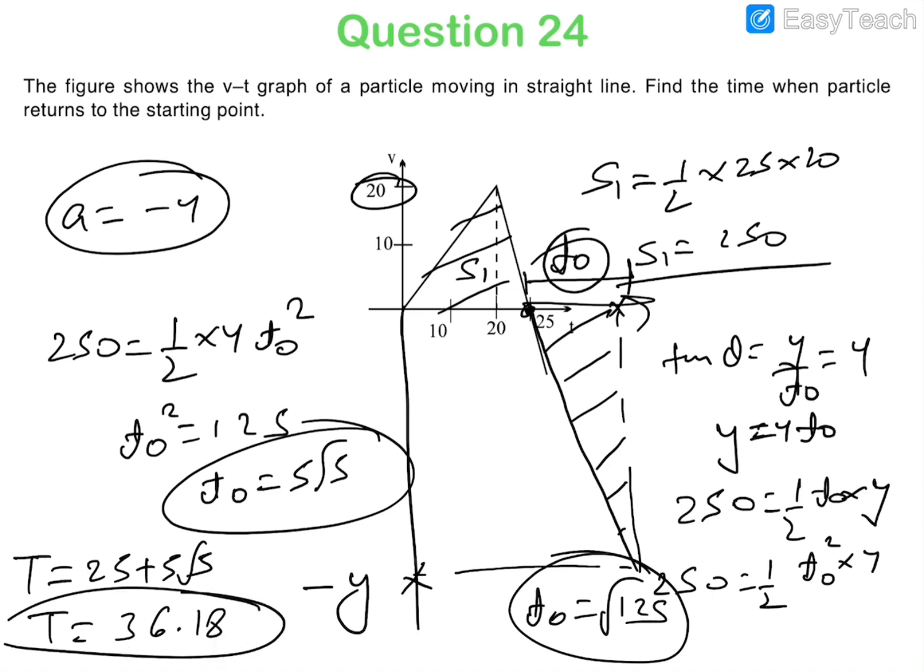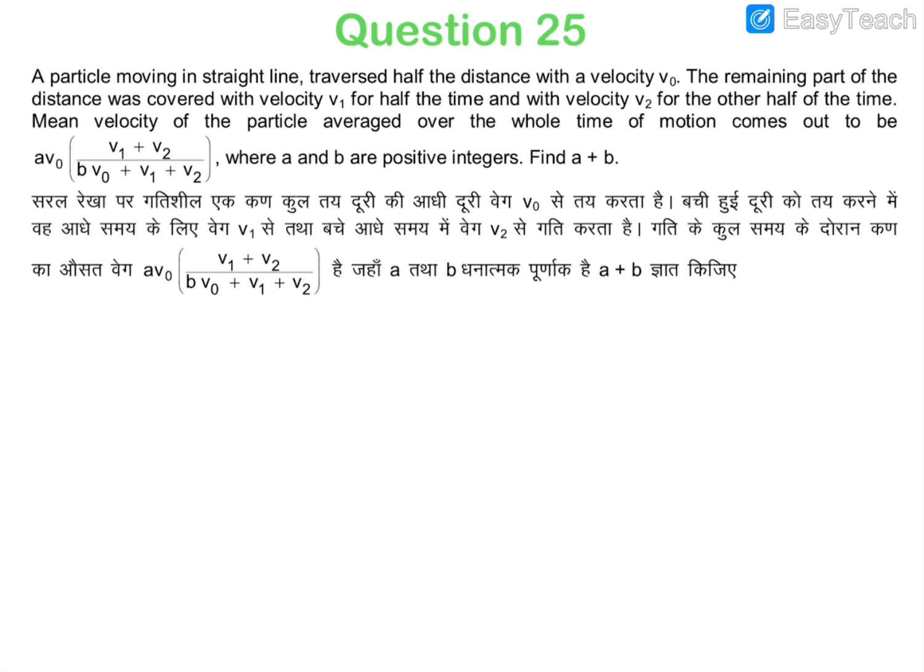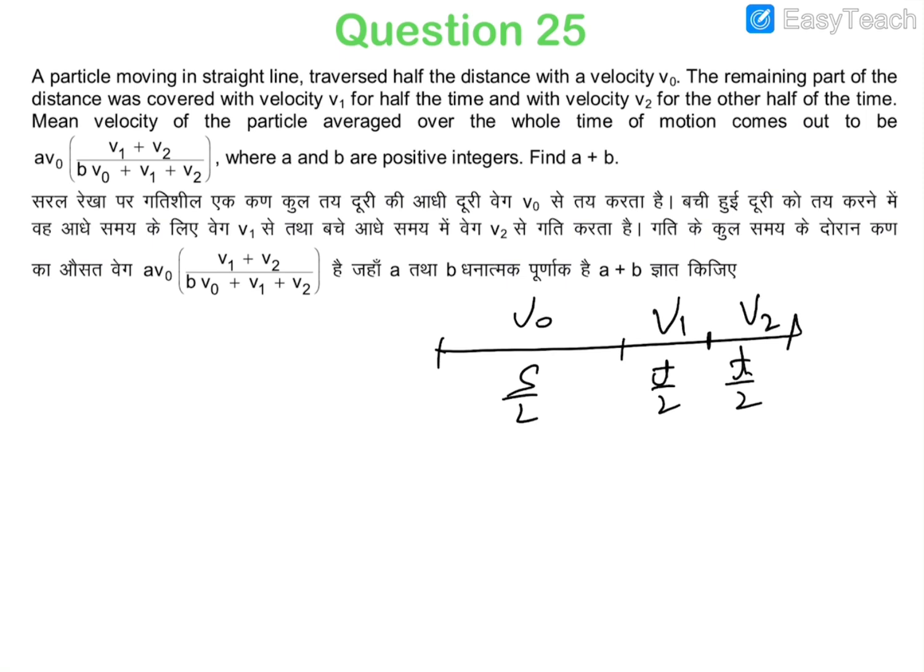Now we move on to the next question. In this question, you can see that there is a particle which is moving on a straight line. It traveled half of the distance with velocity v naught. So if this distance is s, then s by 2 has been traveled with v naught, and the remaining is covered in such a way that for half the time it moved with velocity v1, and for the second half it moved with velocity v2.